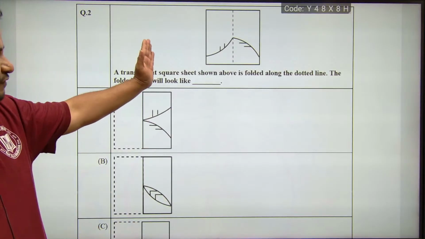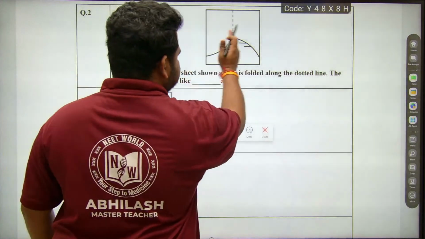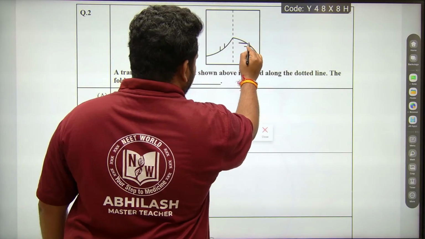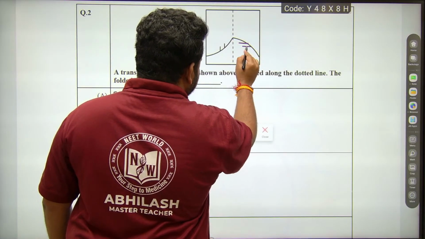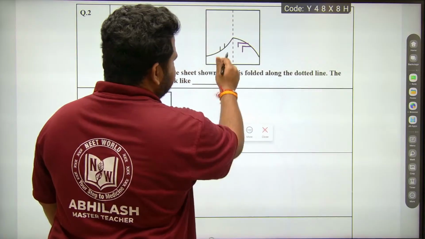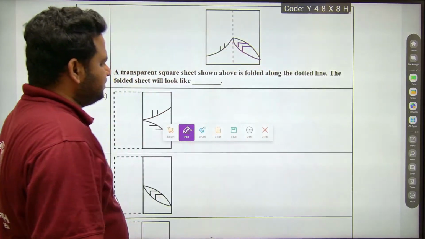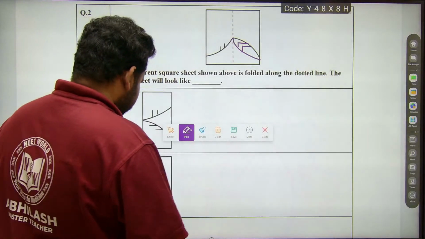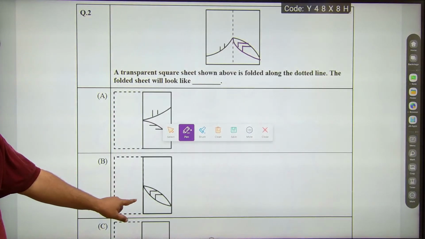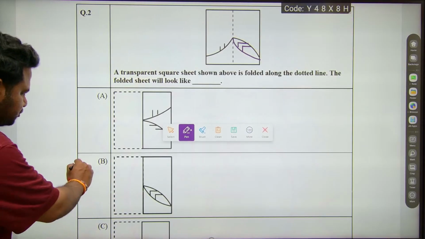Now see, after folding this, this will overlap on this. So these horizontal lines will be there, and this will go and touch the vertical lines like this. So we have to get something like this. After folding, this will come like this. So what is there in the options? Let us see. As per this, the only option is this one, option B. Option B is the right answer.